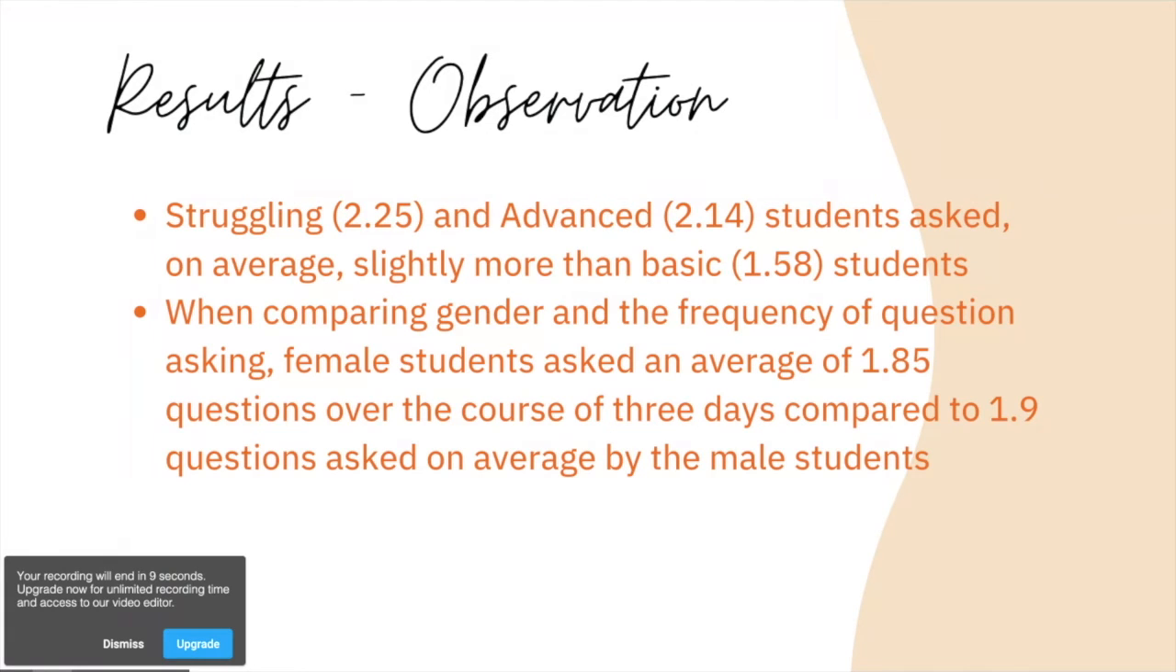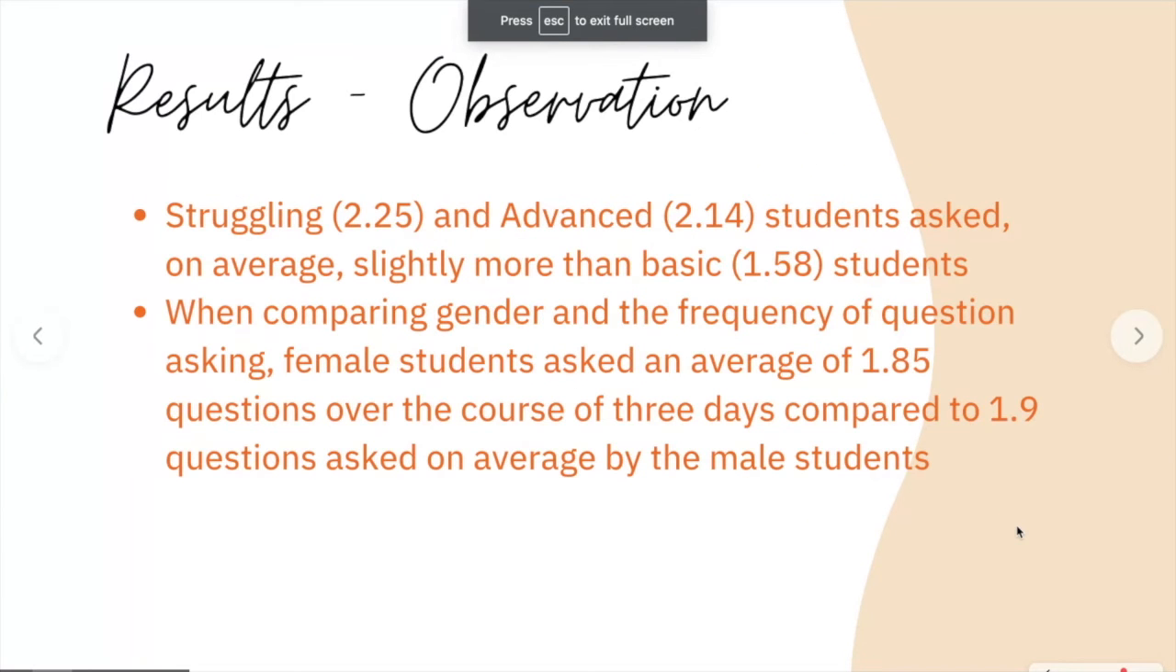And I saw that struggling students asked an average of 2.25 questions over the course of 3 days. Advanced students asked on average 2.14 questions over the course of 3 days. And the basic students asked 1.58 questions over the course of 3 days. So there is a little bit of a difference there, which is interesting.